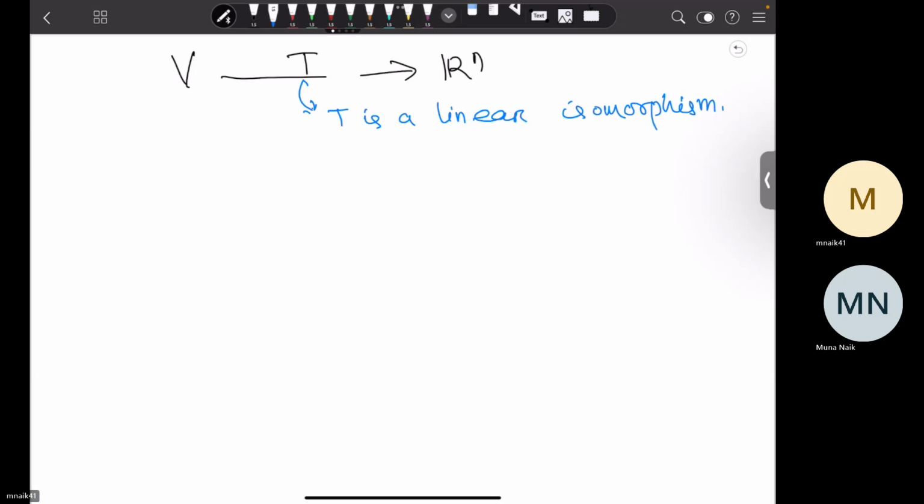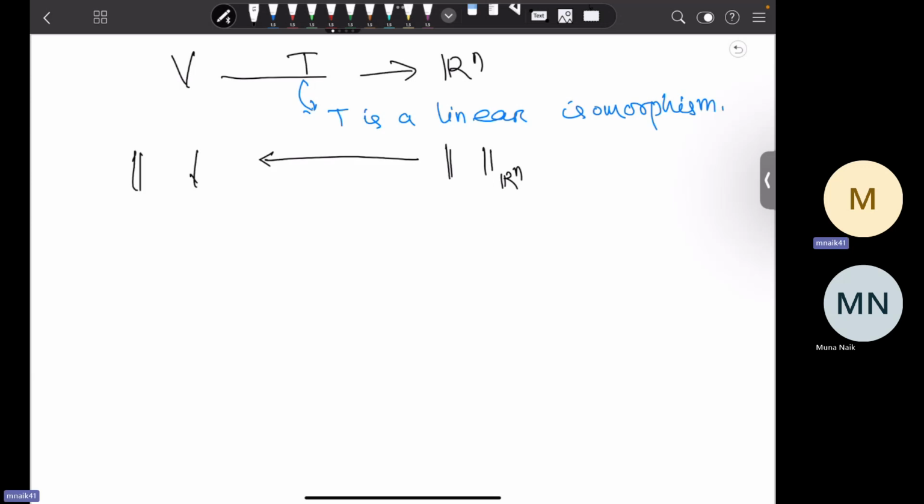Okay. So T is a linear isomorphism. Now suppose we have a norm on Rn. Using this linear isomorphism, I can define a norm on B. So what is the definition? This norm on Rn will induce a norm on B.